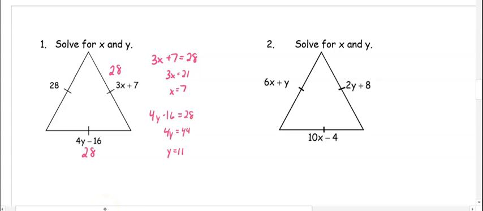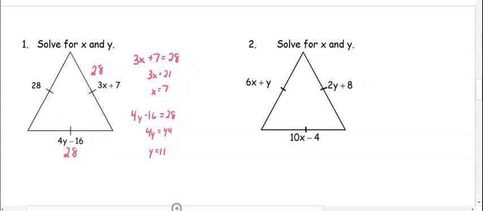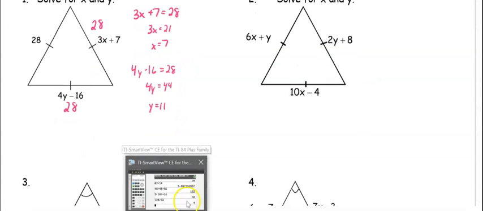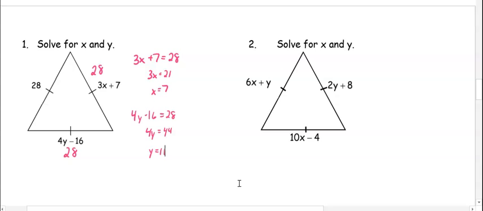In number 2, solve for x and y. So again, this is an equilateral triangle, but this time we don't have a value because all of the sides have a variable on them. So we're going to create 2 equations here. So I'm going to pick any 2 sides. So first I'm going to pick 6x plus y equals 2y plus 8. I can subtract the 2y over, so 6x minus y equals 8.